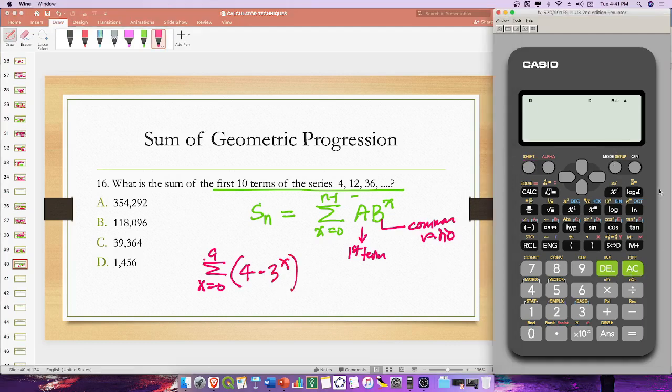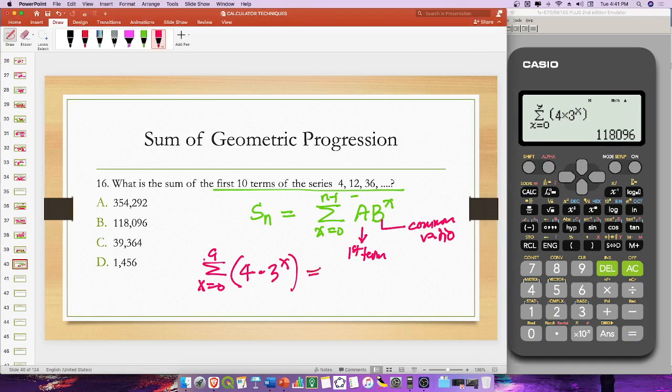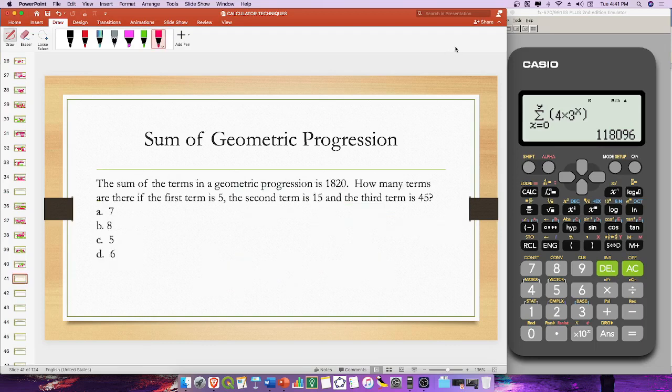So let's go to shift summation. We have 4 times 3 raised to x, where x starts from 0 up to 9, since we have 10 terms only. So the summation is equivalent to 118096. So that is the sum of the geometric series. Can you still recall how I did this? Of course, this is very important. Recalling the techniques that I use here is really important.